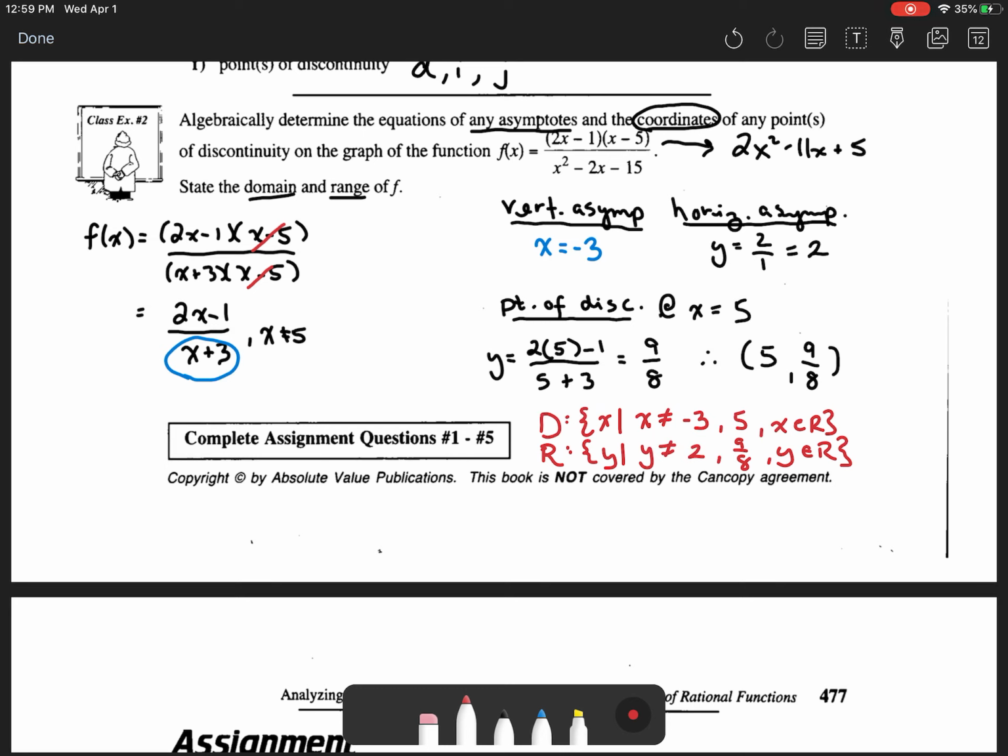Okay, so that's the end of the lesson. Again, key points today, just that a function can have both points of discontinuity and asymptotes. So just be on the lookout for that. Always factor the numerators, denominators, cancel your common factors, and always state the restrictions in your domain and range.